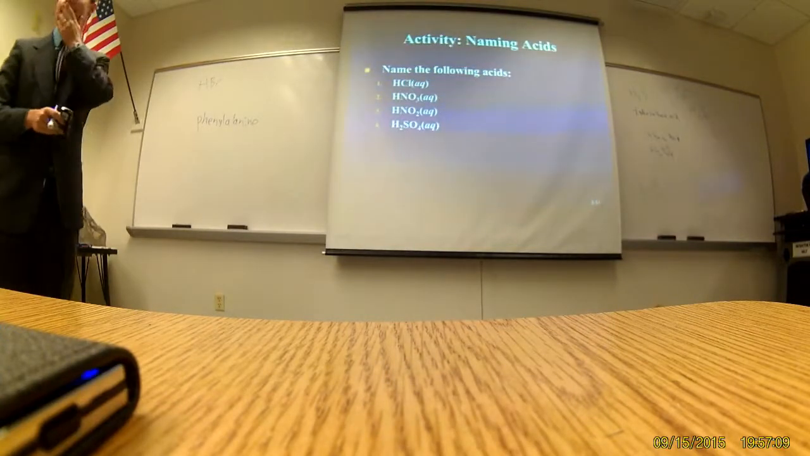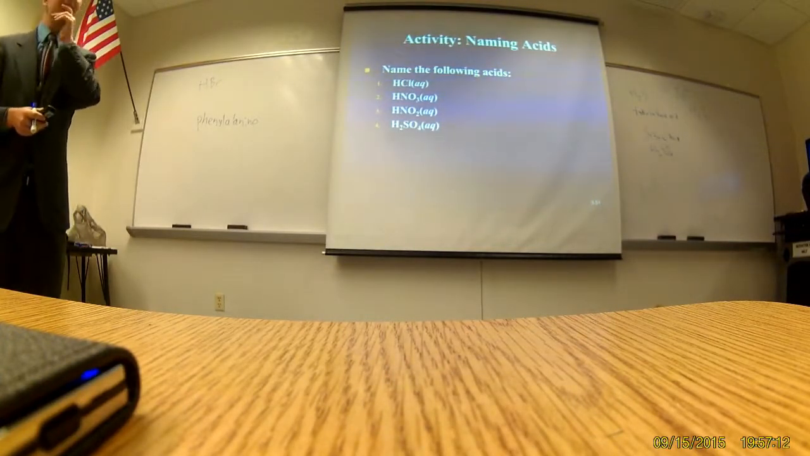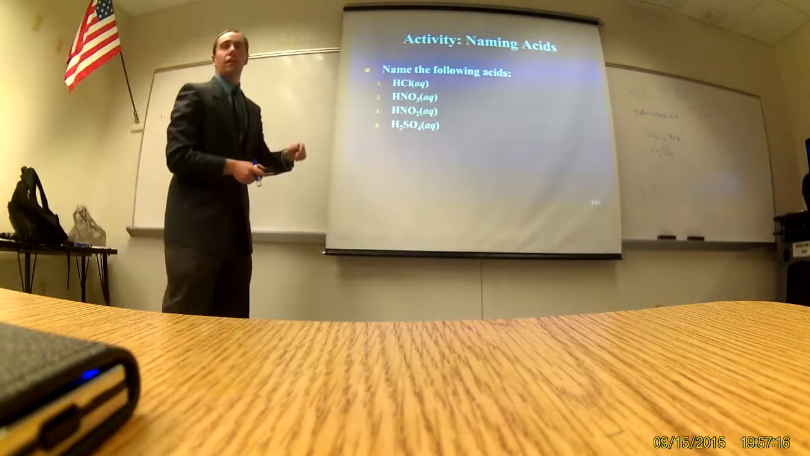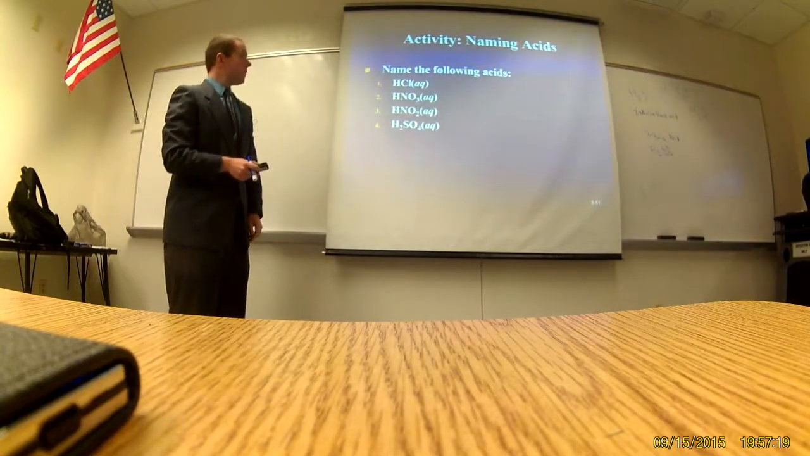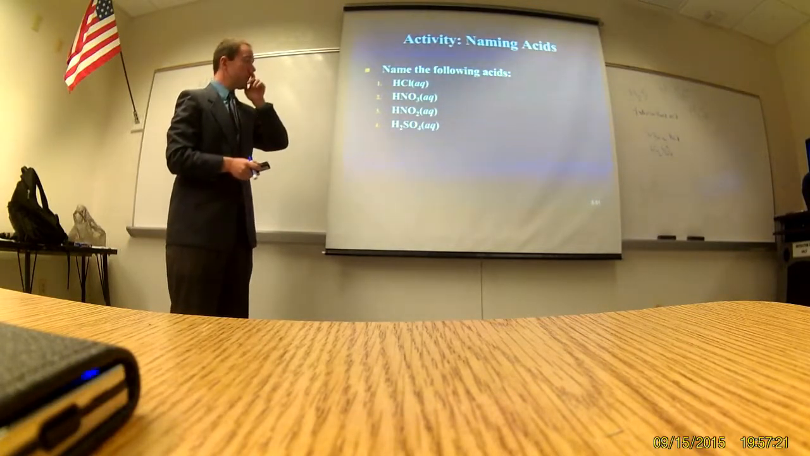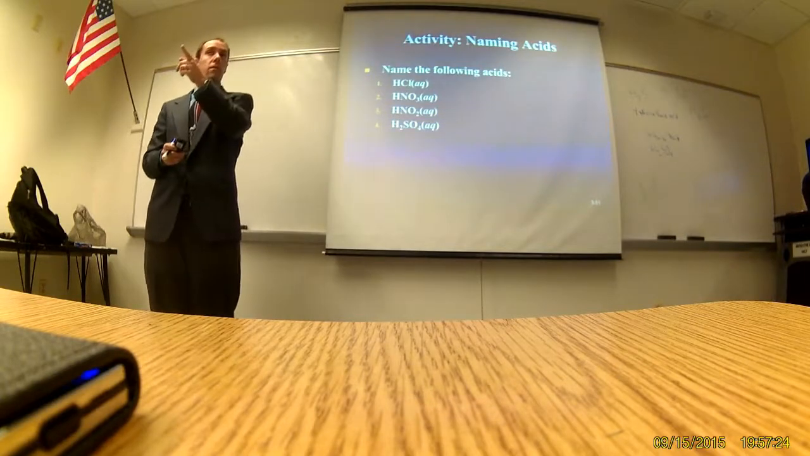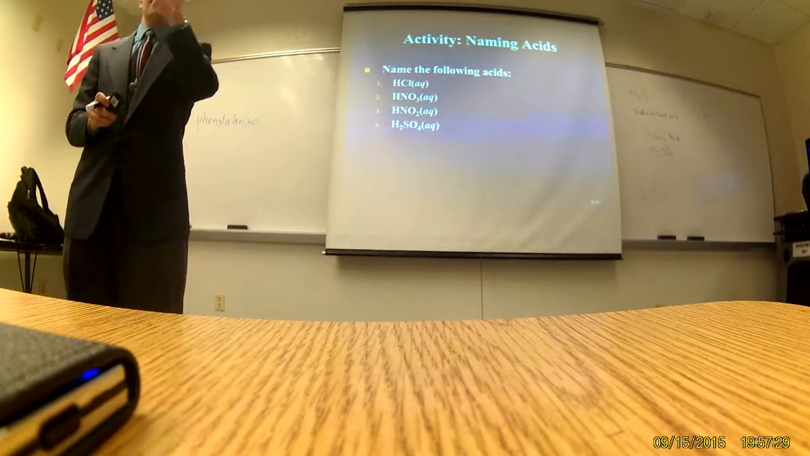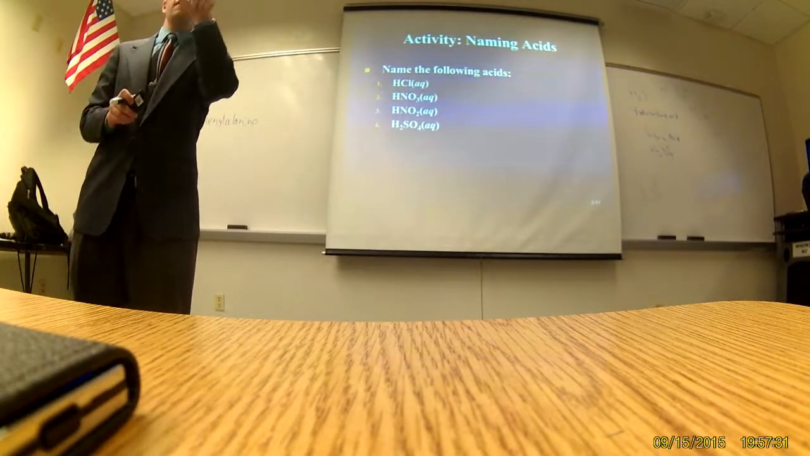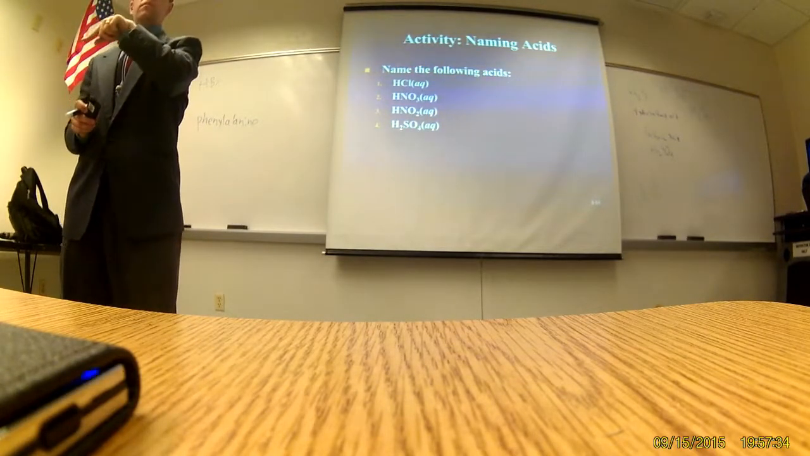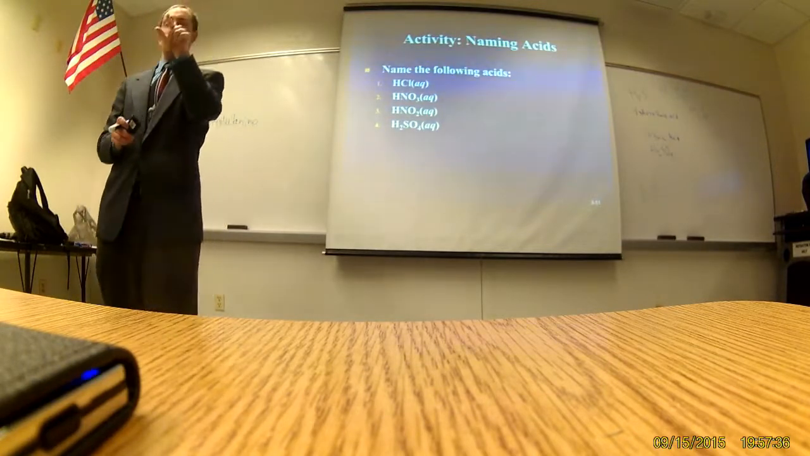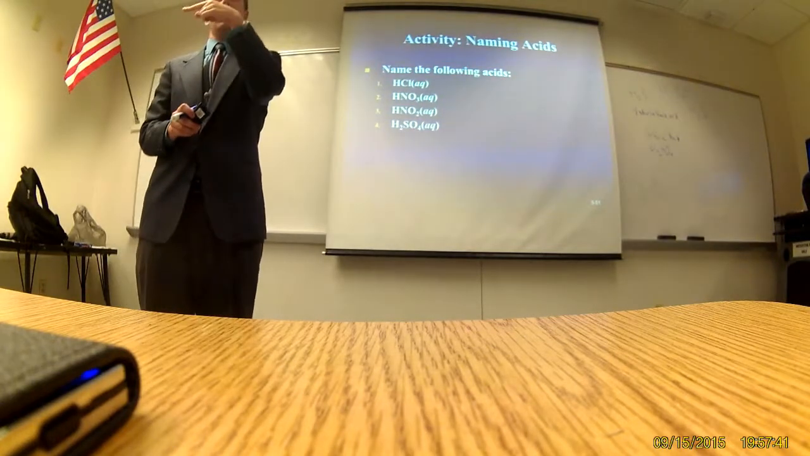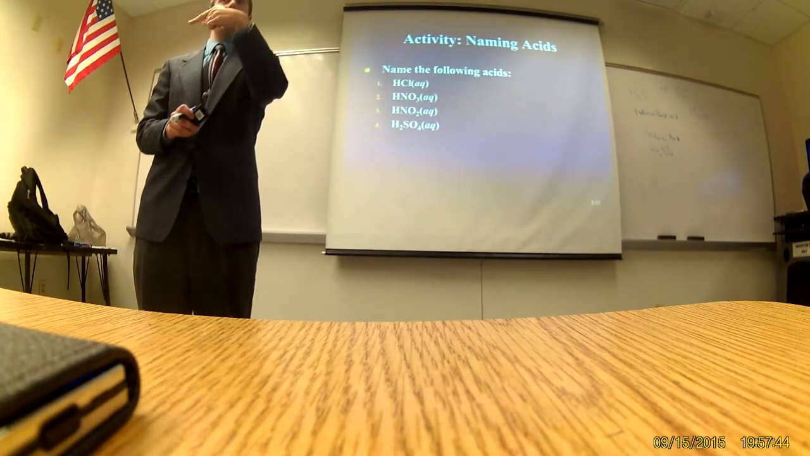In that slide, would I be correct in saying that the ones with 1, 3 or 4 oxygens are ic, and 2 would be ous? No. Because remember, phosphate, nitrate is O3, sulfate is O4. And so H2SO4 is an ic. H2SO3 is an ous, but HNO3 is an ic again.